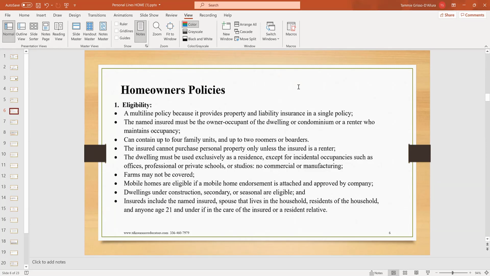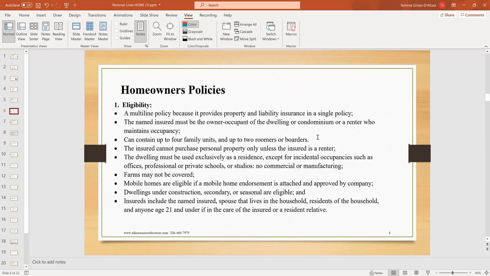And then there's up to 2 roomers or boarders that you can have. I've got a friend, and what they do is they rent their home, and they are empty nesters. So they have converted 2 of the bedrooms, and they rent these bedrooms out to boarders. So you can have up to 2 roomers or boarders typically in a homeowner policy.